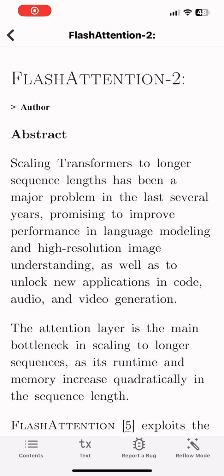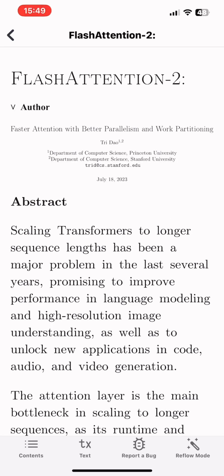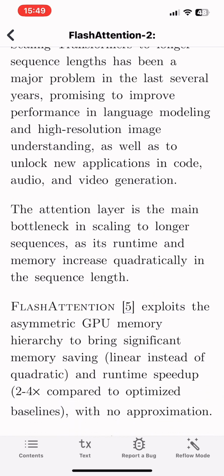Let's briefly go through this paper with Scholaread: FlashAttention-2, Faster Attention with Better Parallelism and Work Partitioning.